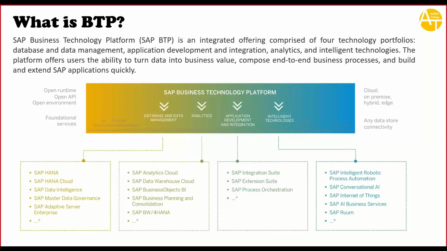Now in these four pillars of BTP, the first pillar is database and data management. Let's say my company wants to store data in the cloud. Just store data. I don't want to build any application, nothing. I just want to keep my data in the cloud. It's possible. That's the first predominant use case of data. And that's where SAP comes with these different products in the BTP.